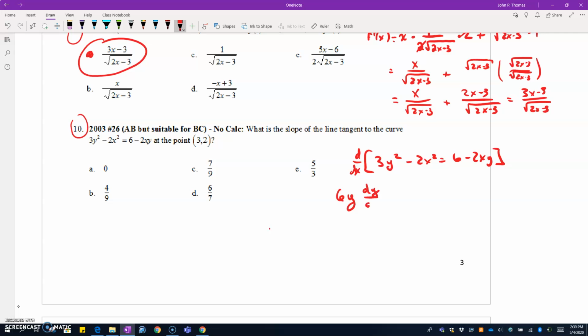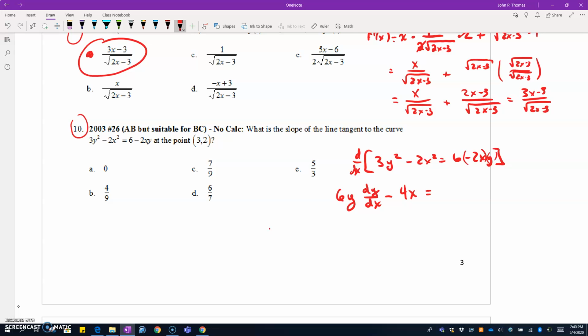But then chain rule would say dy/dx. Minus, then we're going to get a 4x, and this one would be dx/dx, but that reduces to 1, so we just leave it off. Equals the derivative of 6 with respect to x, which is a 0, so that's gone. And then we have the derivative of negative 2xy. So I'm going to think of that as a product.